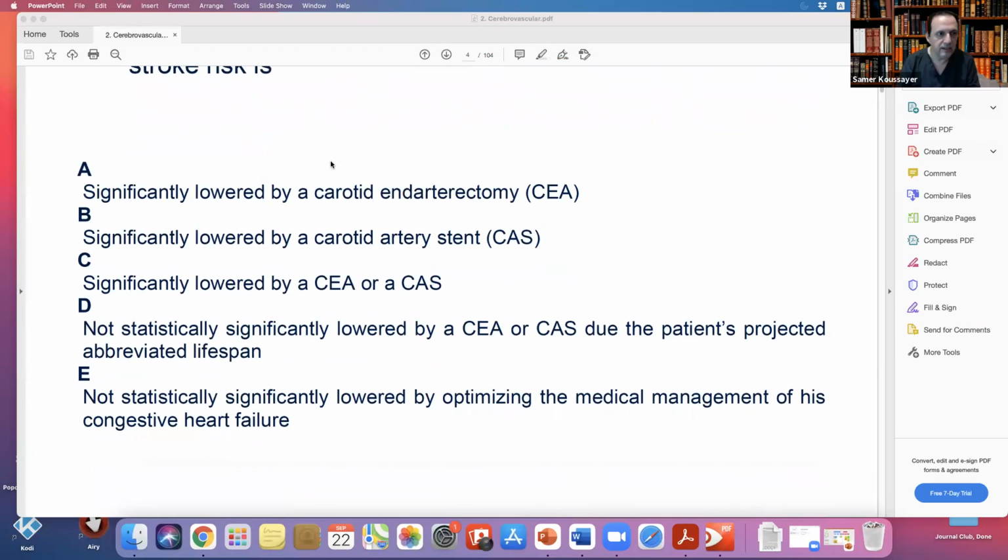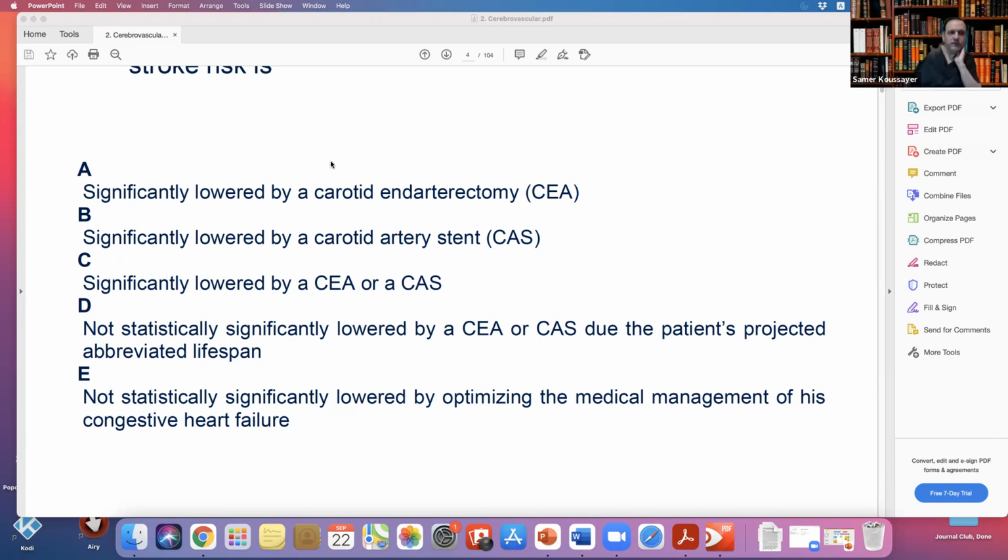Let's go through the answers now. A, significantly lower by carotid endarterectomy? No. Significantly lower by carotid artery stenting? No. Significantly lower by endarterectomy and stenting? No. Not statistically significantly lowered by carotid endarterectomy or carotid stenting due to the patient's projected abbreviated lifespan. This could be, yes. Not statistically significantly lowered by optimizing the medical management of his congestive heart failure. I think it's D.